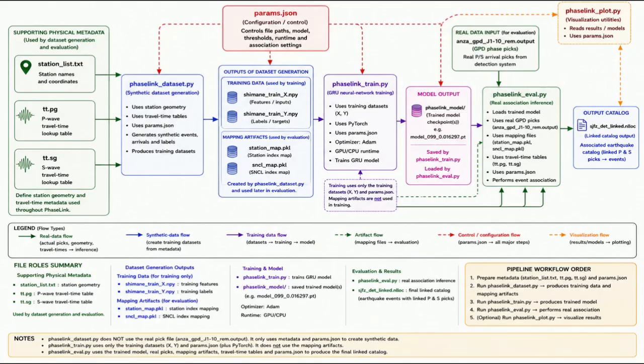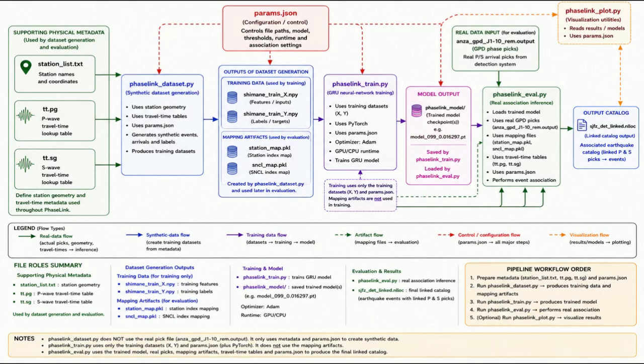Next comes the real association stage, performed by PhaseLink-eval.py. Here, the trained model is applied to the real seismic PIC file, the ANSA GPD JSON output, which contains candidate P-wave and S-wave arrivals detected at many seismic stations. Using the trained GRU model together with the station geometry, travel time metadata, and mapping artifacts, the program determines which PICs most likely originated from the same physical earthquake.